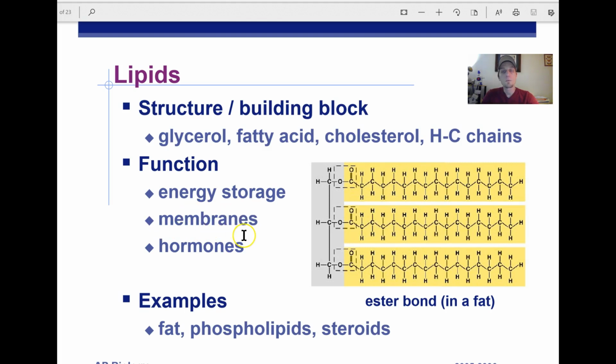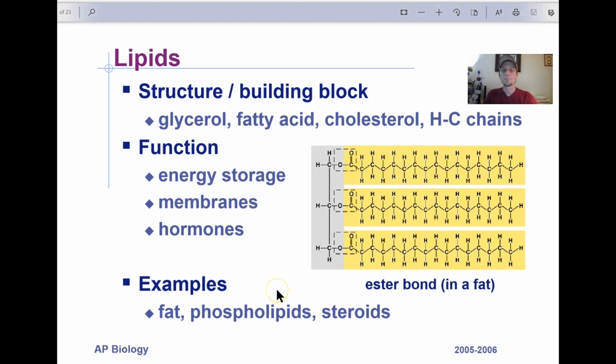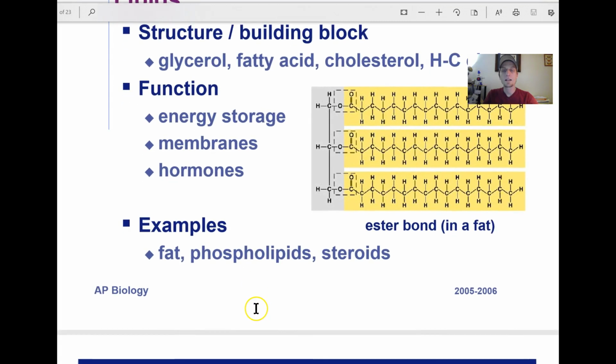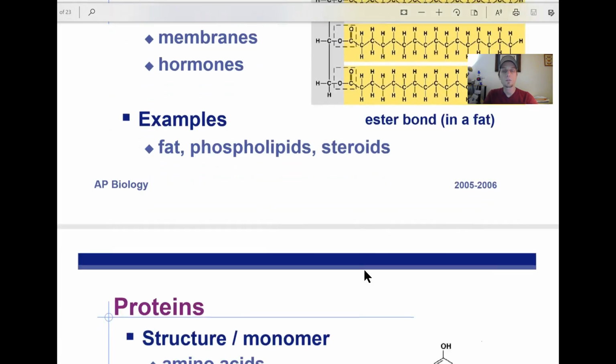But they're also used in membranes, and just like you learned insulin is a protein hormone, there are other hormones that are steroid-based hormones like testosterone, aldosterone. So examples of lipids will be fat, phospholipids in the cell membrane, steroids in the case of hormones.